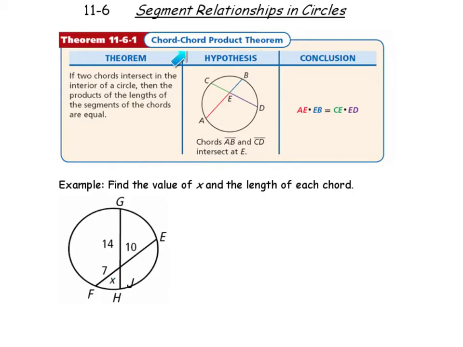Since I know my chord product theorem, I know that all I have to do is take 14, that's the one segment, times x, because they're all on the same chord. So I take part times part, so 14 times x, and I'm going to set it equal to 10 times 7, or 7 times 10. It doesn't matter which way you go, because multiplication is commutative. So if I multiply this out, I'll get 14x equals 70, meaning that x would have to equal 5. So the chord product theorem says you take part times part equals this part times that part.